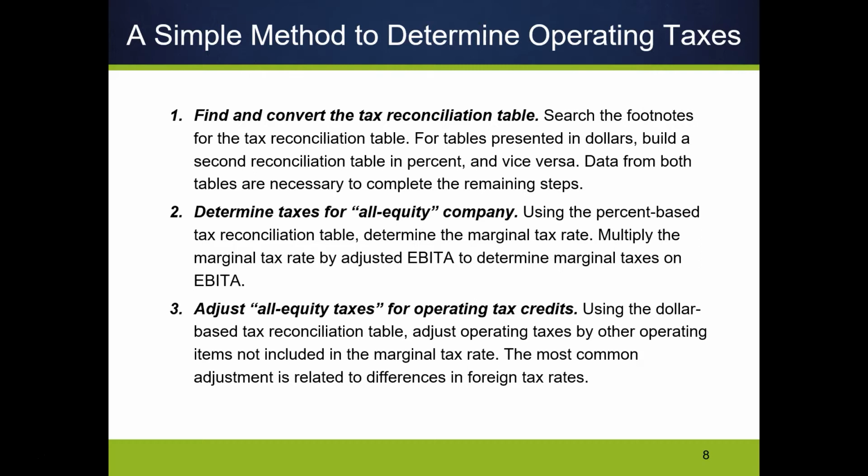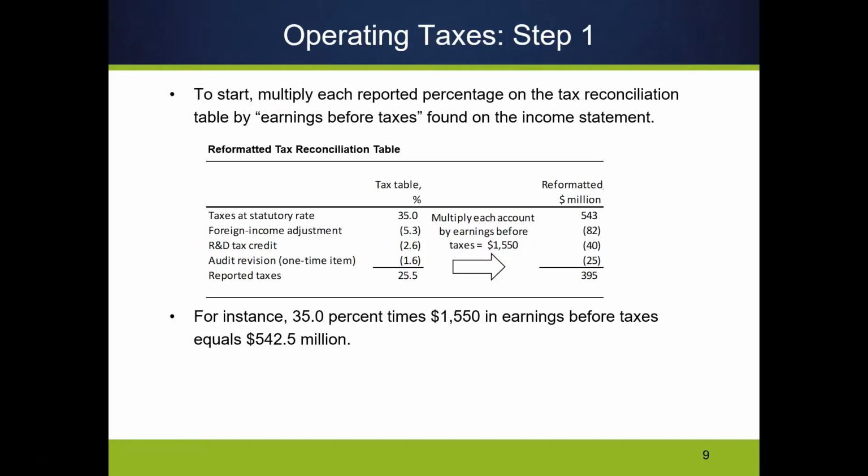Okay. So how does that look like in practice? Let's look. So here's how we convert our tables. Again, you saw this in the example, so I won't spend a lot of time here. You just multiply the percentage listed in the percent table by EBT, each percentage by EBT. That'll give you the dollar amount, and that's how we work our way through what should have been paid, the taxes at the statutory rate minus any credits, to the reported tax rate, which is what's listed on the income statement. That's step 1. It's pretty straightforward.